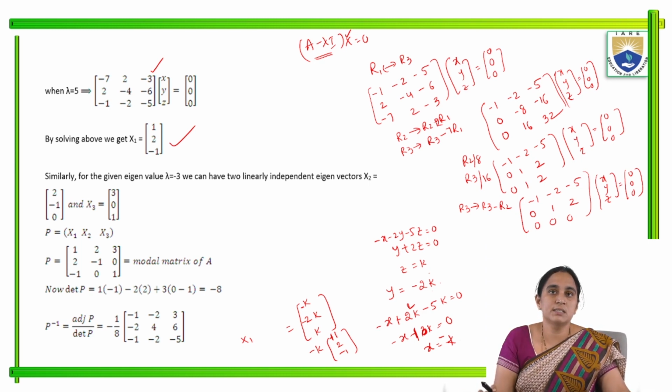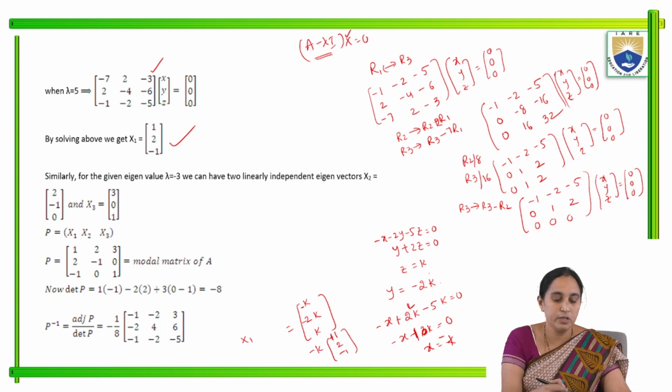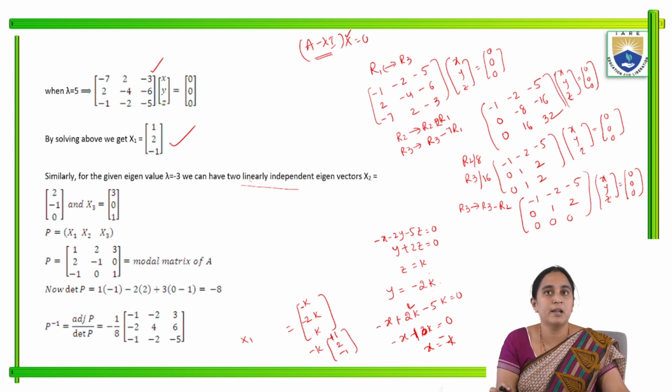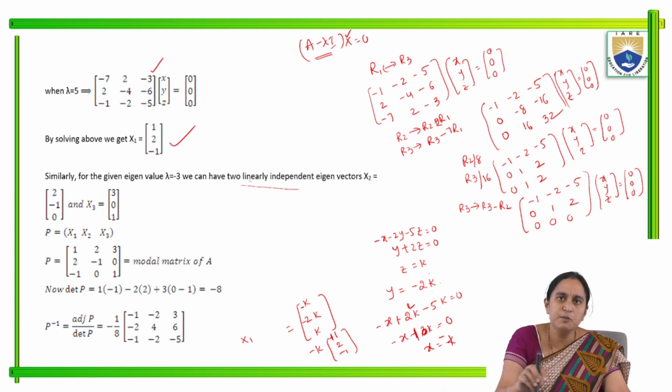Already these concepts we discussed in the previous classes, the same concept we have to apply. Because it's a very lengthy question, I am going to the next step. Go through that concept in the previous classes. Here for the repeated eigenvalue minus 3, in that one case only we get the two eigenvectors. The two eigenvectors are 2, minus 1, 0 and x3 is equal to 3, 0, 1.